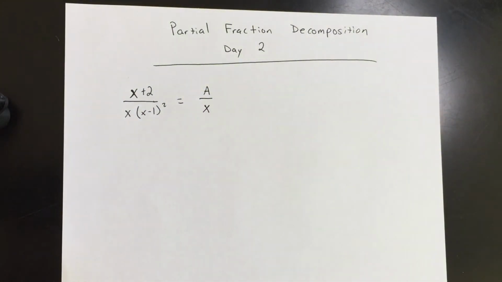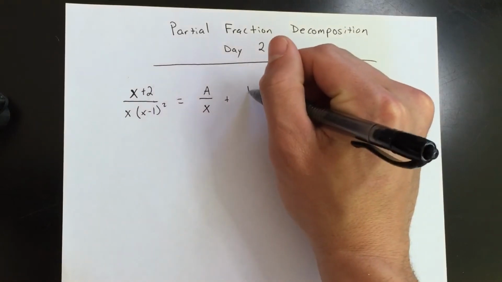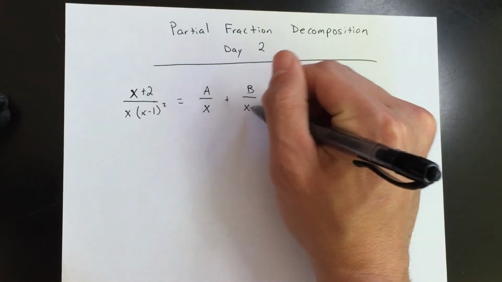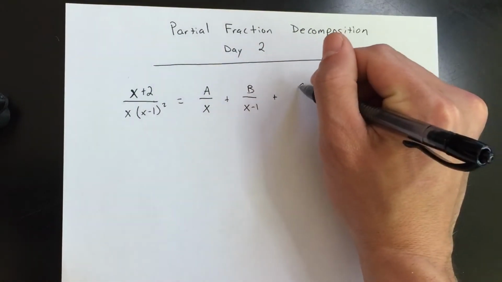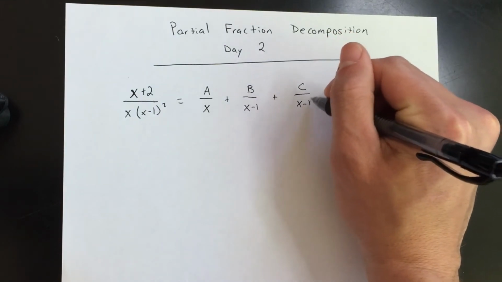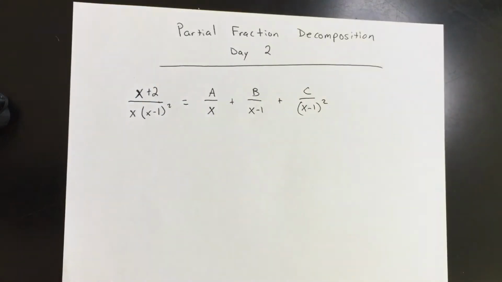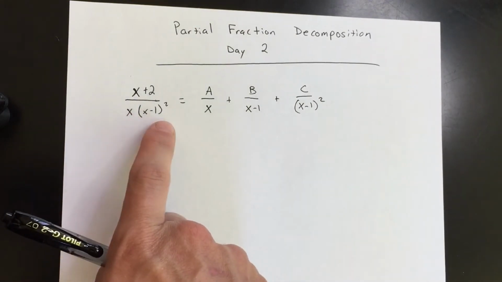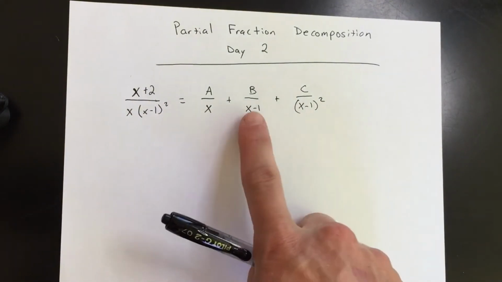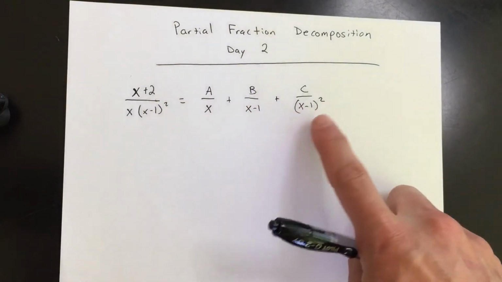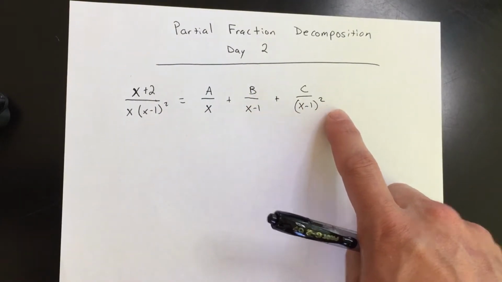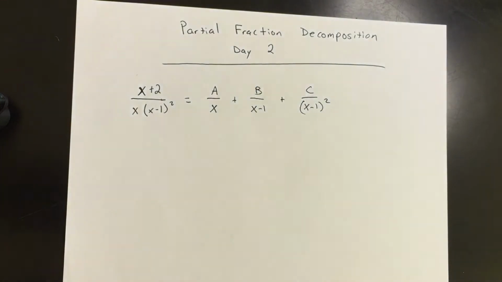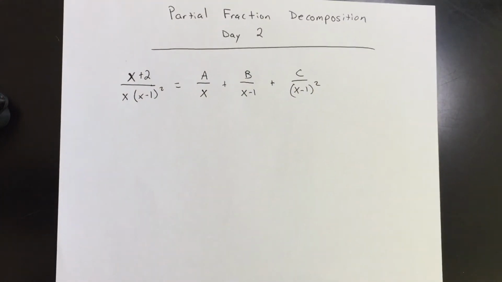Now, when we have a repeated denominator, this is how we have to set it up. We're going to do B over x minus 1 plus C over x minus 1 to the second power. So when we have a repeated denominator, we don't just write it out x minus 1, x minus 1. We're going to write it like this, where B will be over x minus 1, and C will be over x minus 1 squared. And we always do that when we have a repeated linear factor. Alright, now we go from here.